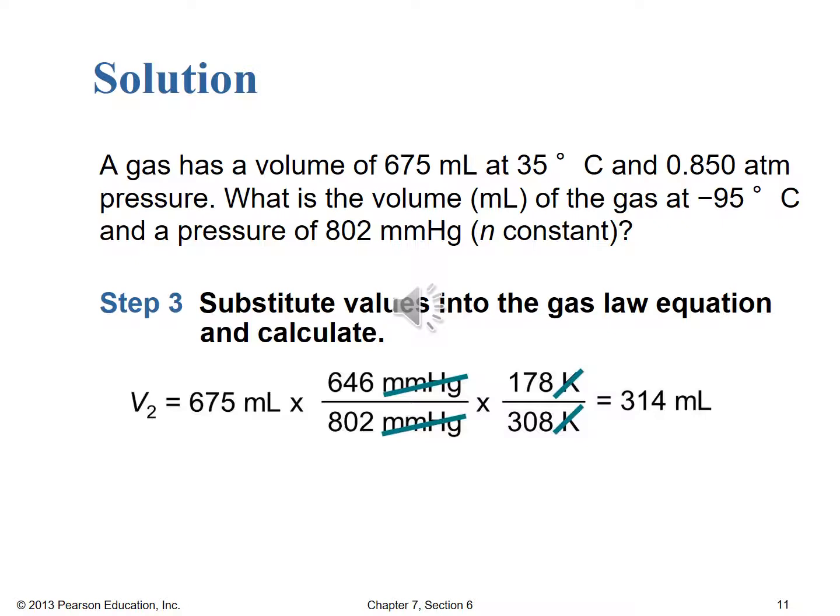So there we go, a little bit of work, hopefully not too bad, and hopefully that's the final volume that you ended up with. If not, hopefully you've caught where you may have gone wrong.